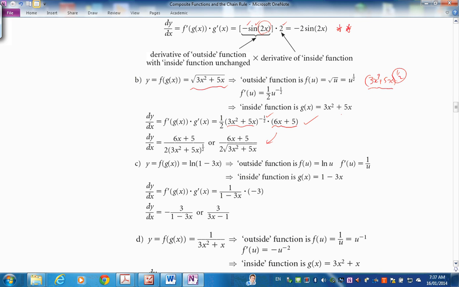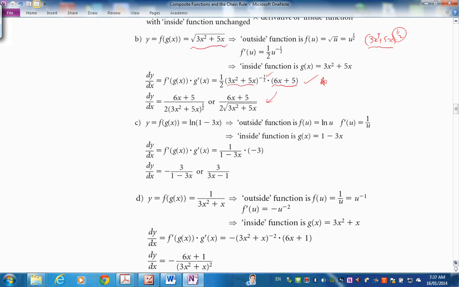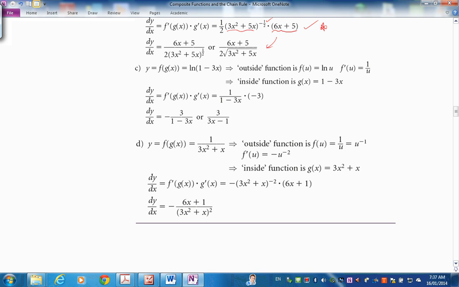Not particularly interested in simplification here, because quite often when you're asked to differentiate something more complicated, they like you to put it like this without simplification so they can spot what you've done. Let's have a look, but you will be needing to simplify it if you're going on to find the equation of a tangent or something like that.